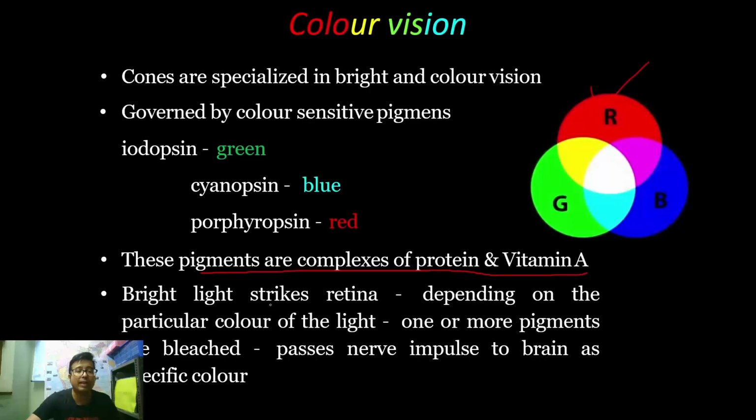So what happens? Bright light strikes the retina. Depending on the particular color of light, one or more pigments are bleached, and then this impulse passes to the eye, and then the color vision signal is generated. But for your purpose, remember Wald's visual cycle, and that is the most important for light vision.